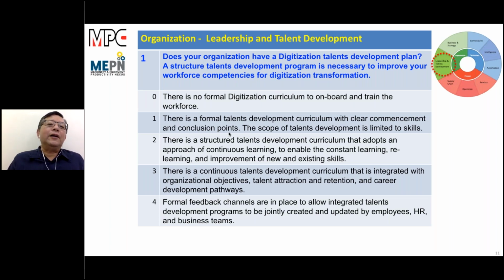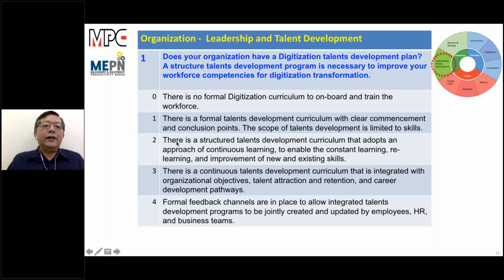The second one is: there is a formal talent development curriculum with clear commencement and conclusion points, but the scope of talent development is limited to skills. It means that you have some idea, you know someone has some skill, but you have yet to fully develop them. So that is the whole idea: you have some talent and some curriculum, but you do not fully groom your resources yet.